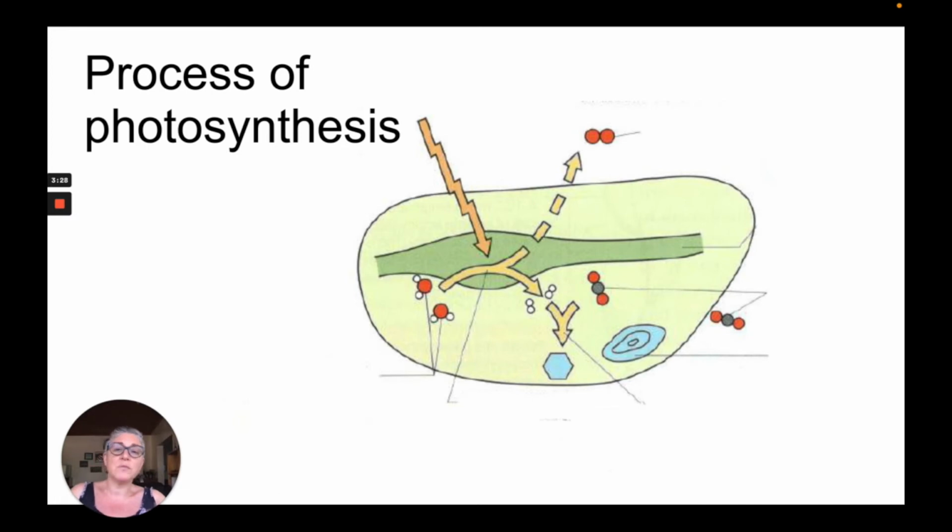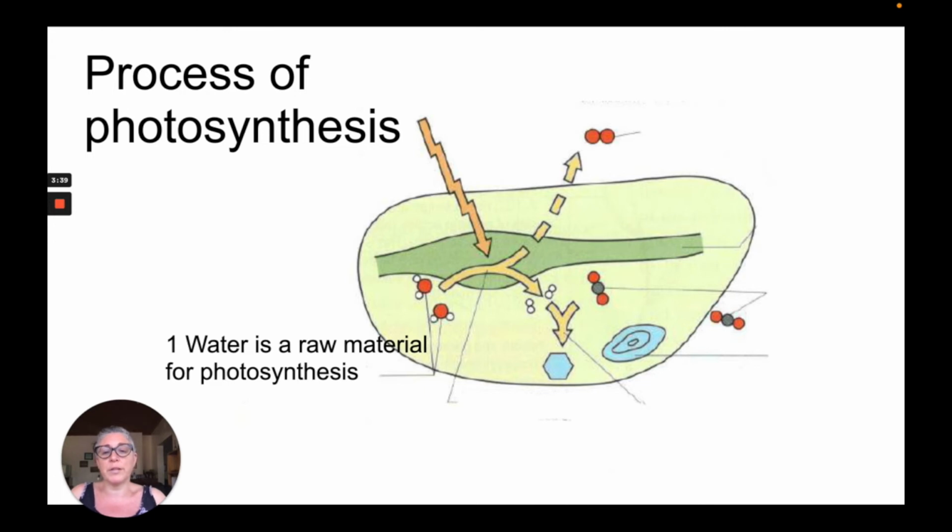All right, so let's very quickly go through the process of photosynthesis and what's happening with light, and all of the components of the equation that we've already gone through. First of all, water is a raw material that's used for photosynthesis. Water is absorbed through the roots of a plant, travels up through the xylem tube, which we'll learn about a little bit later, and eventually gets to the leaf, and those water molecules can be used for photosynthesis.